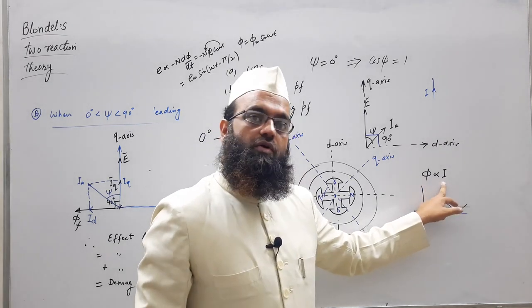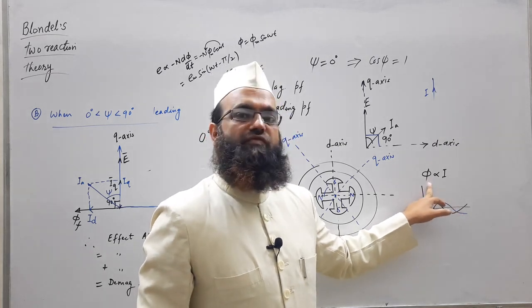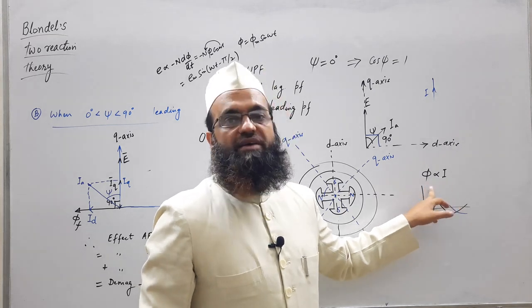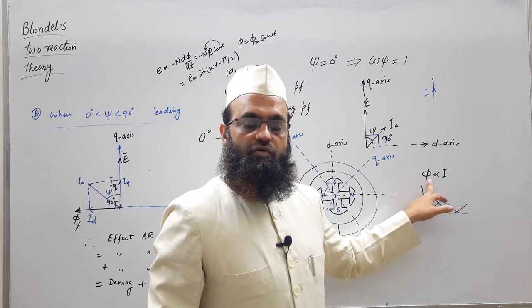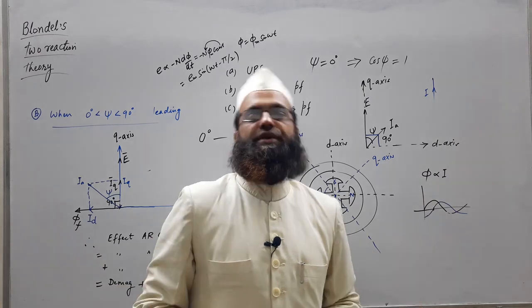When I is 0, phi will be 0. Whenever I is maximum, phi is maximum. Whenever I is there, phi is there. Whenever I is not there, phi is not there. Means whenever I is crossing 0, phi will cross 0. So, do not get confused between the time phasor diagram and the space phasor diagram.